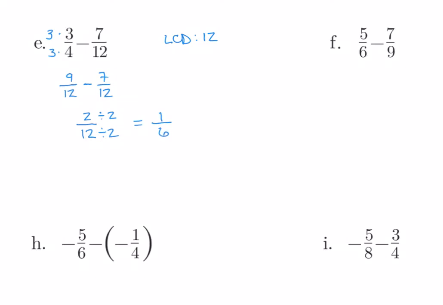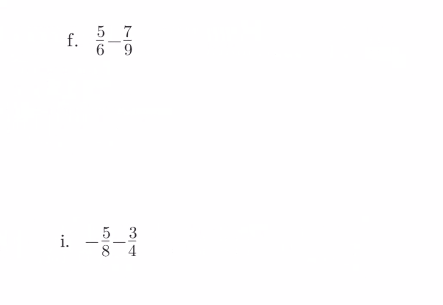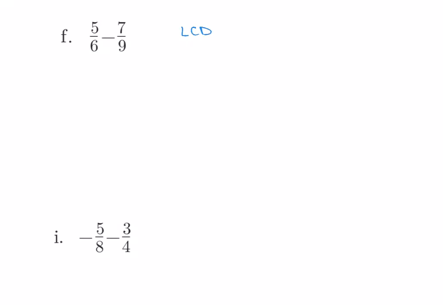And we end up with 1 over 6. All right, one more subtraction problem. Let's look at example F. 6 and 9 have some common factors. So what do you think the LCD is for 6 and 9?